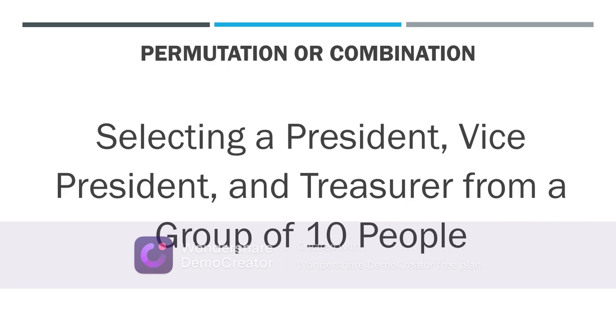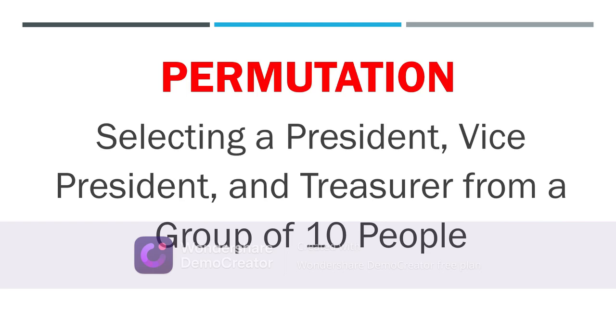So, let's test. Let's say for example, number 1, selecting a president, vice president, and treasurer from a group of 10 people. So, this is an example of what? Of permutation. So, bakit siya permutation? The order in which you assign roles, so ano yung mga roles na to? President, vice president, treasurer. Matters because each role is distinct. So, no matter how we change the assignment of roles, results in a different outcome. So that is permutation.